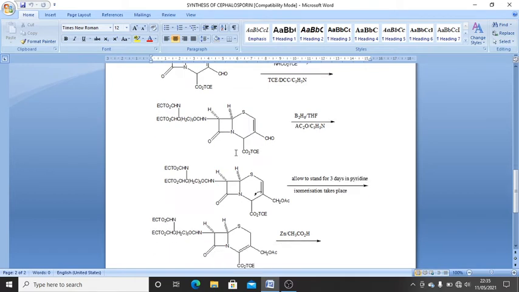Now, this trichloroethyl derivative further reacts with borane in the presence of THF. Now, this borane B2H6 will convert the aldehyde into the respective CH2OH. That means it will be converted into a primary alcohol. Further, the primary alcohol reacts with acetic anhydride in the presence of pyridine. It gets converted to CH2OAc.